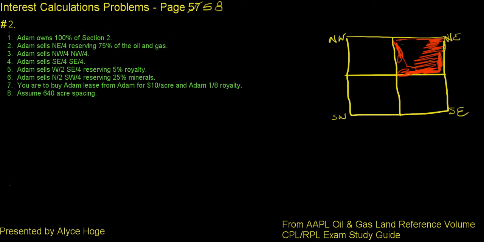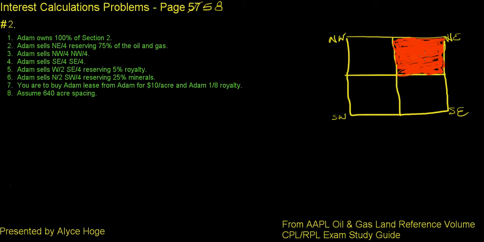So if you were taking the CPL or RPL exam, I would just recommend that you bring some colored pencils, and that way you could be sure what interest you would actually put on the map. That's a good idea for if you're working in the field as well. A lot of landmen carry colored pencils with them. Okay, so this is problem number 1, or I'm sorry, number 2.